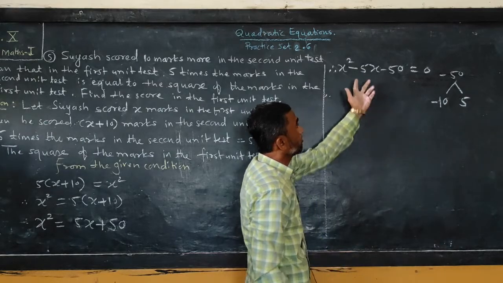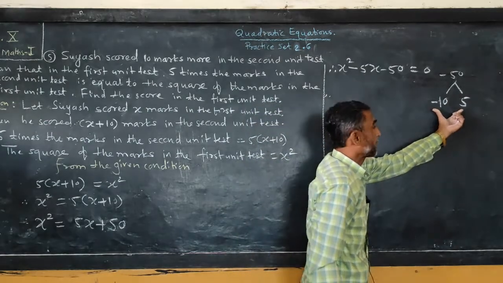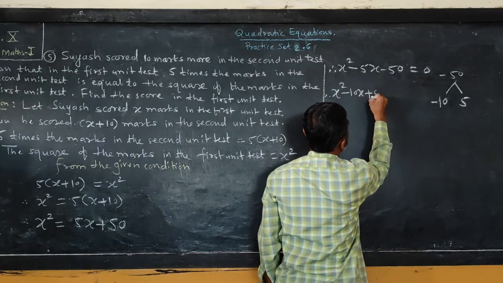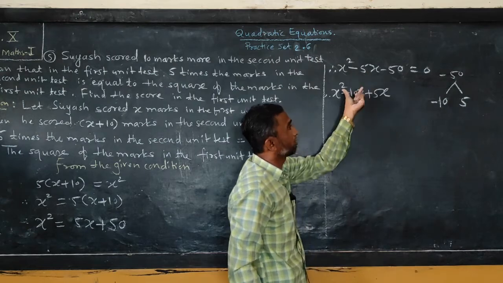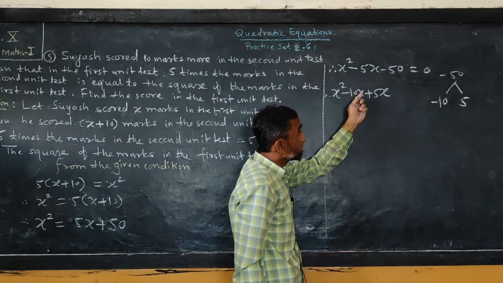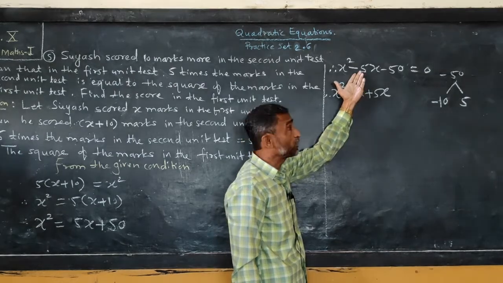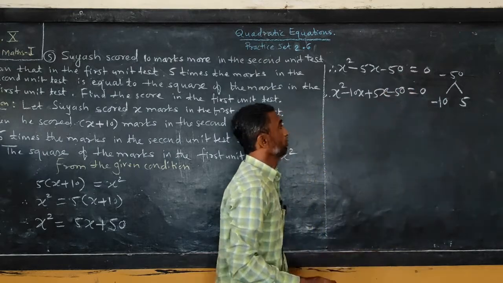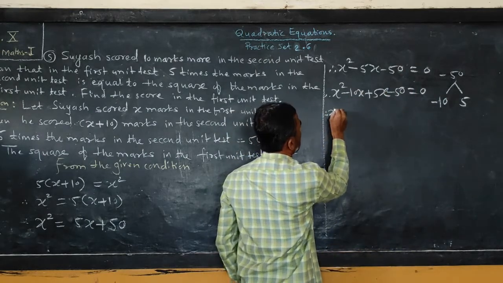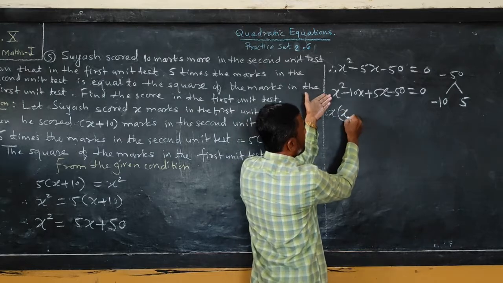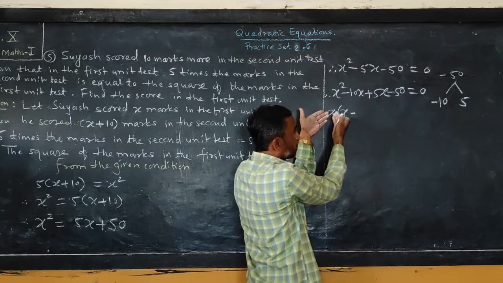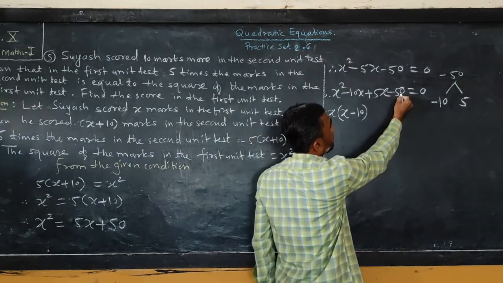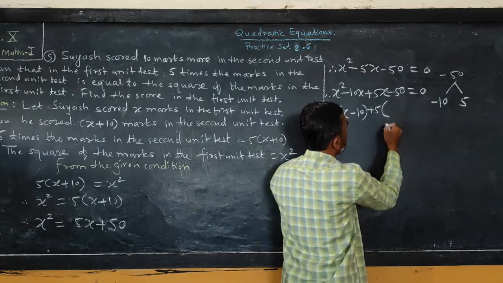So split the middle term minus 5x according to these two factors. X square minus 10x plus 5x. We have split the middle term. Minus 10x plus 5x means minus 5x. Minus 50 as it is, equal to 0. Now we can take x common. X we have taken common; x minus 10 will remain. Now 5 we can take common, take plus 5 as common.